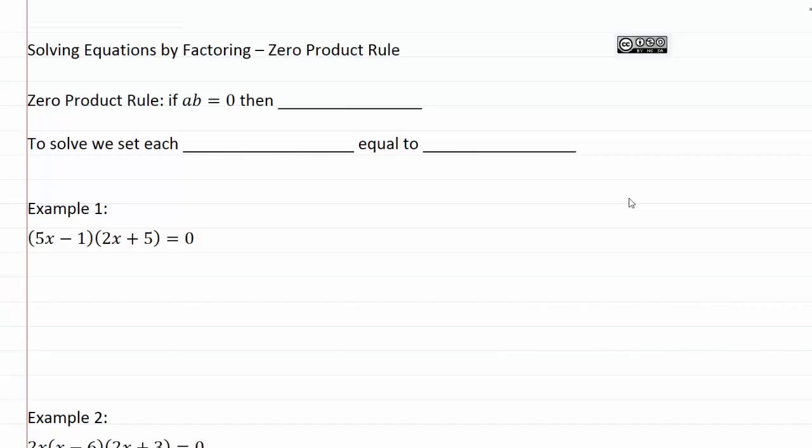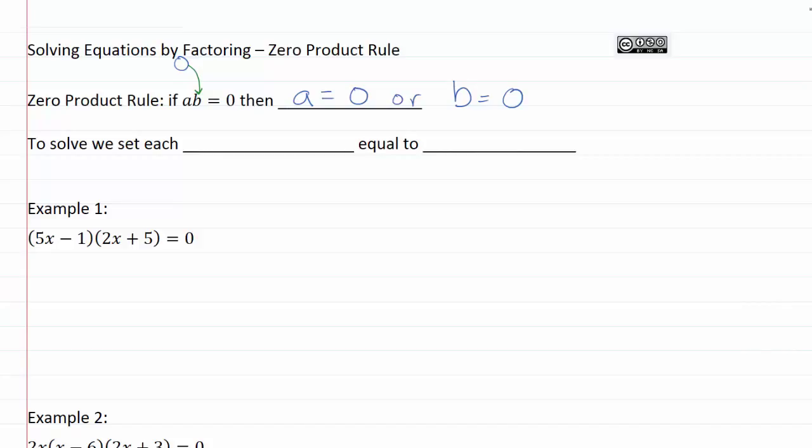Solving equations by factoring. Zero product rule. The zero product rule says that if AB equals 0, then we need to have either A equal to 0 or B equal to 0. This is because if we were to plug in a 0 for A, 0 times anything would give us 0. Or if we were to plug in a 0 for B instead of A, we would still have anything times 0 would give us 0.